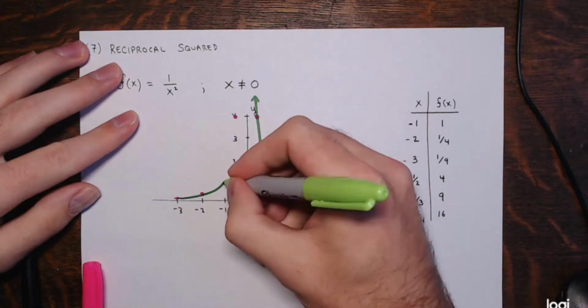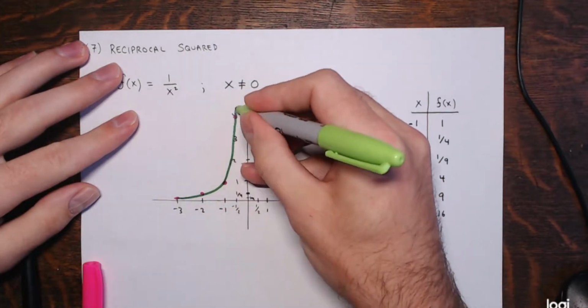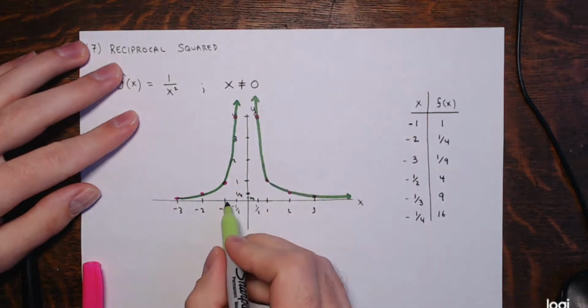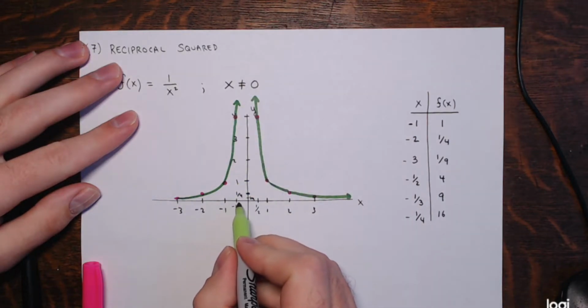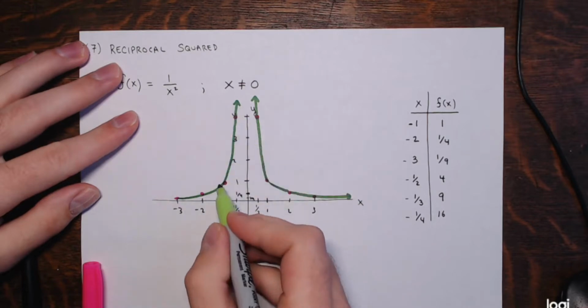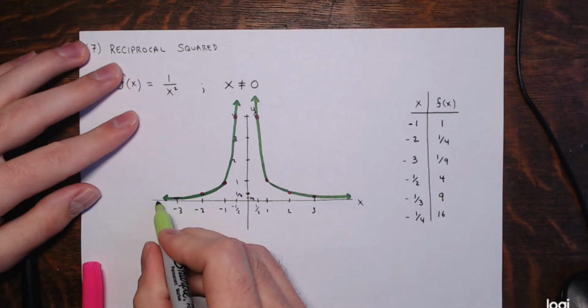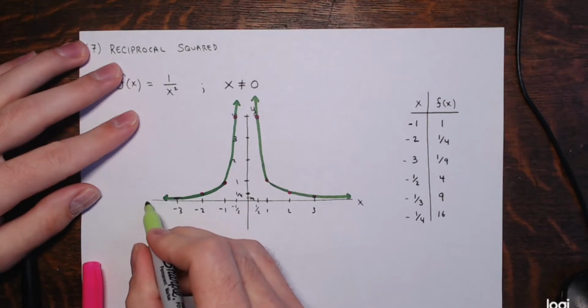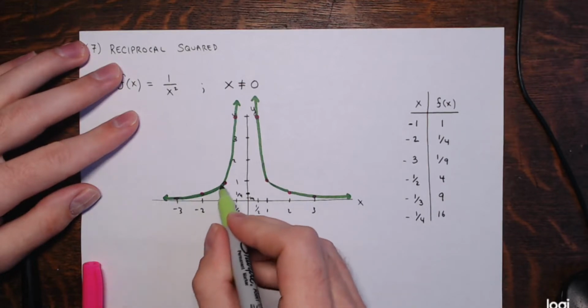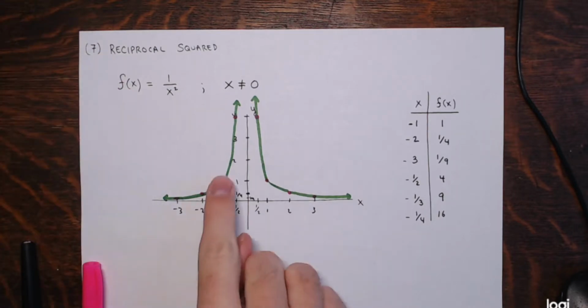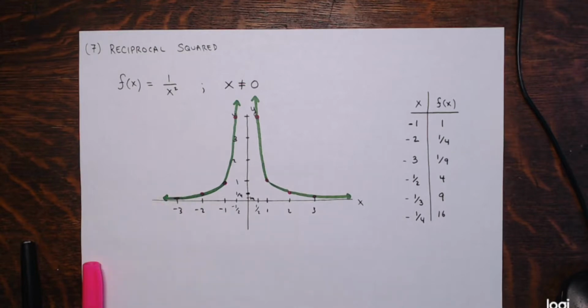It's shooting up really, really high, going to infinity as your inputs approach 0 from the left. And then as your inputs go this way, you plug in -4, you'd get 1/16th. Plug in -5, you'd get 1/25th. It's really, really tiny, but still positive. It's approaching the x-axis, but not actually touching it. There's your basic reciprocal squared graph.